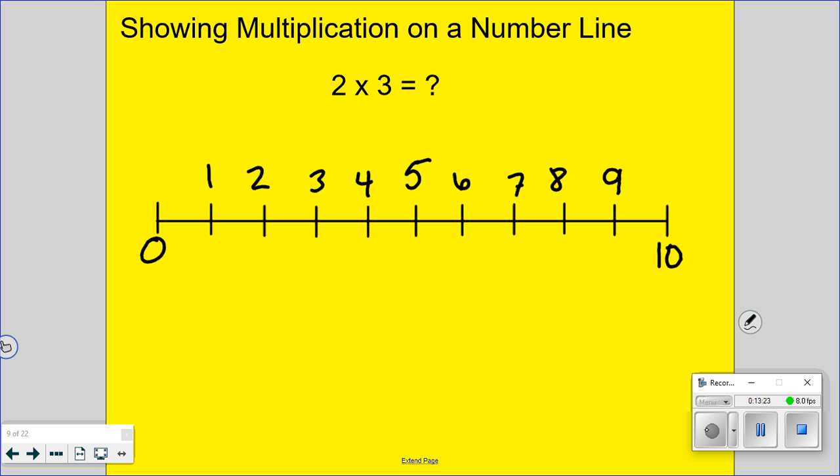That's not the right answer, and I didn't ask you to answer. I asked you to write 2 groups of 3. Write that equation in your notebook. It could be above your number line, it could be below it. 2 groups of 3. Hang tight for 1 second, please.